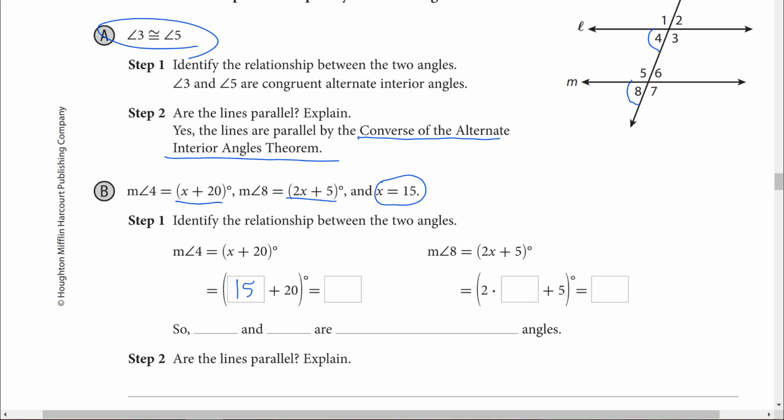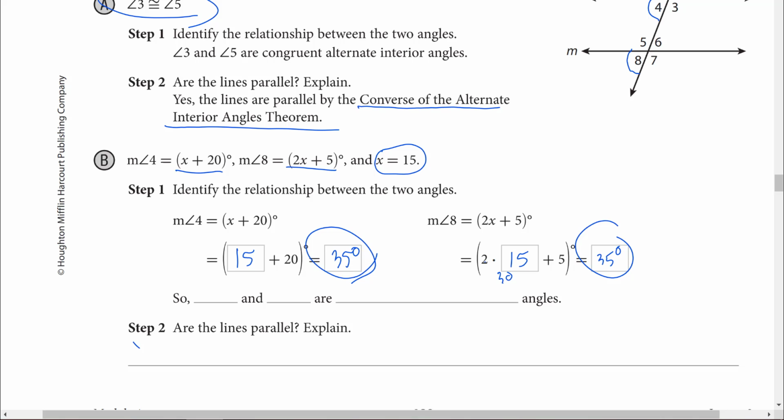15 plus 20 is 35, so angle 4 is 35 degrees. And for angle 8, we're plugging in a 15. 2 times 15 is 30, plus 5 is 35 degrees. So those angles have the same measure. They're corresponding angles, and they are congruent. So yes, by the converse, the lines are parallel. By the converse of the corresponding angles theorem.